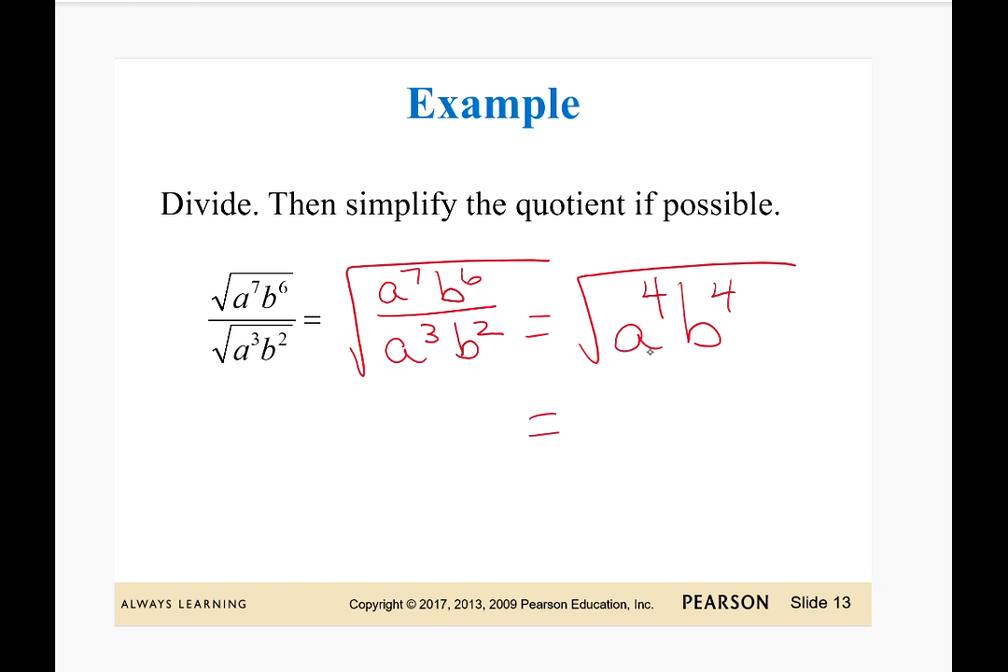Both of these are perfect squares, right? A to the 4th, square root of that is a squared. Square root of b to the 4th is b squared. So those were both perfect squares. So that turned out very nicely. And there is your final answer, a squared, b squared.